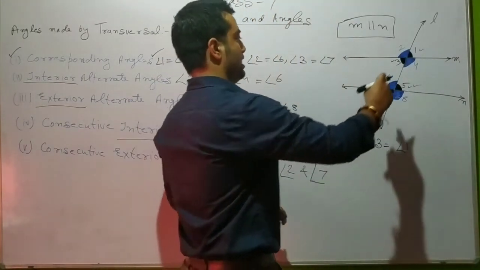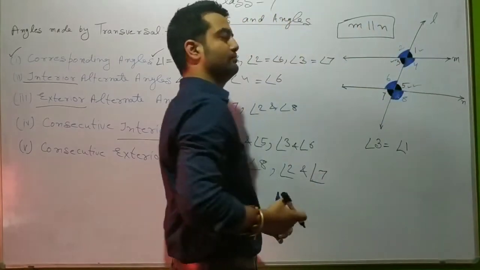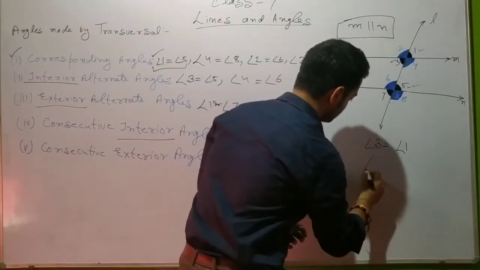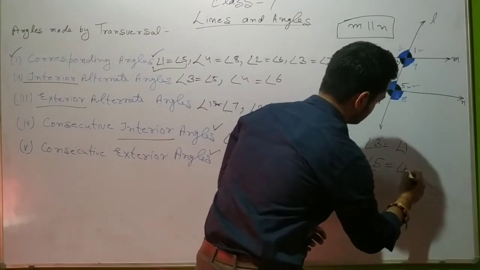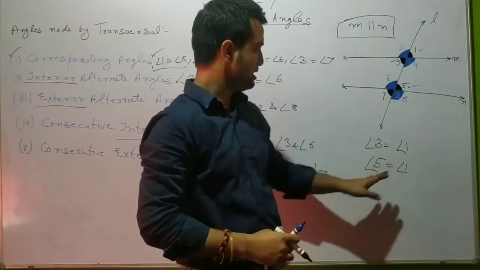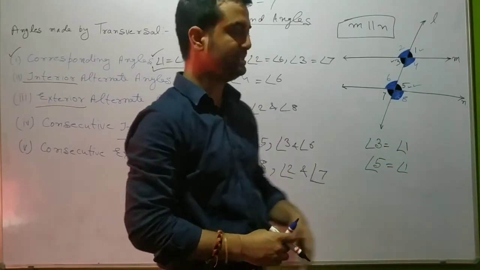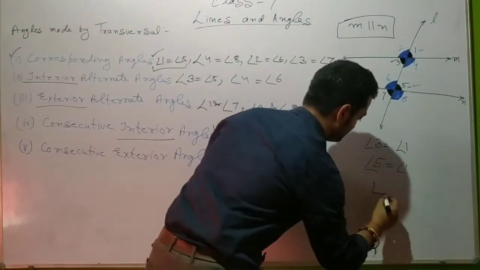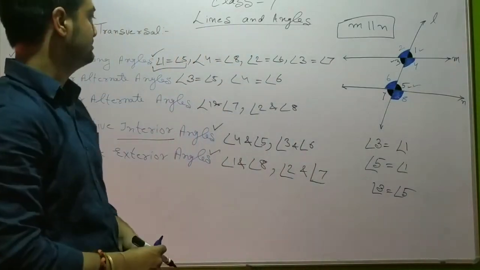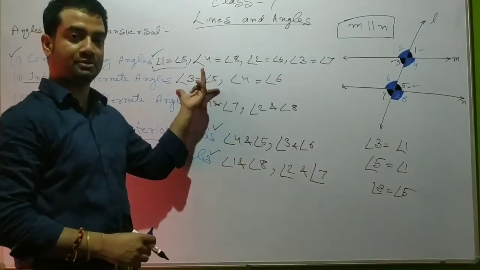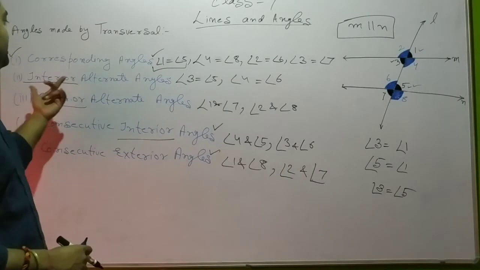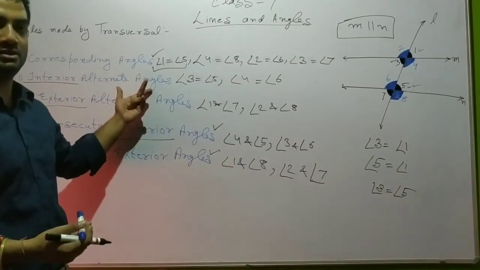Also, angle 5 will be equal to angle 1 because of corresponding angles. So, in that way we see that angle 3 is equal to angle 1 and angle 5 is also equal to angle 1. It means that angle 3 is equal to angle 5. This gives us the property that when two line segments are parallel, then interior alternate angles are equal.